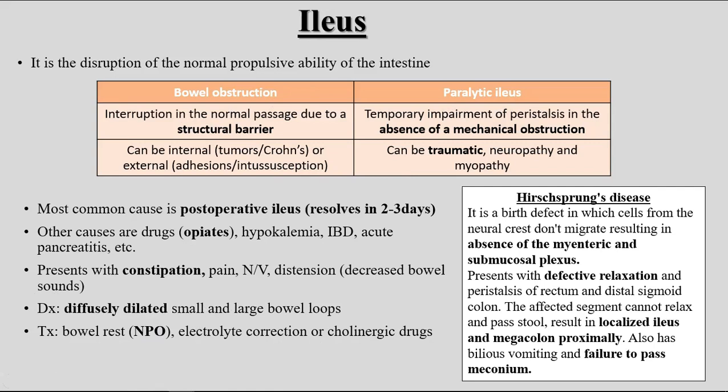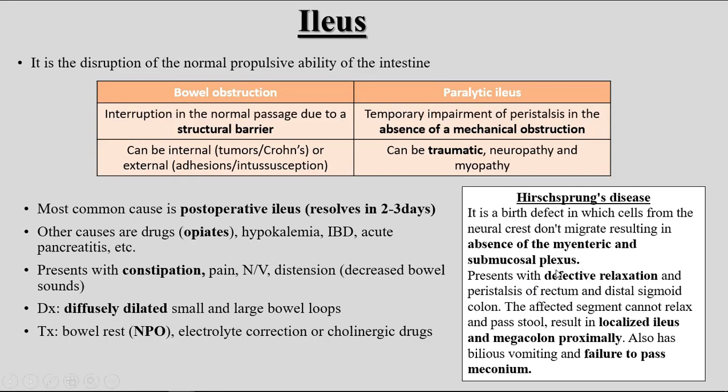One special type of localized temporary ileus that you can know about is Hirschsprung disease, which is a congenital disorder wherein the neural crest cells don't migrate into the bowel wall at all. So you don't have any myenteric or submucosal plexus. The baby is born without either of these plexuses in their intestinal wall, because of which the intestines are in a state of constant contraction. So there's defective relaxation and there's no peristalsis of the rectum or distal sigmoid colon. That's the area that's affected.